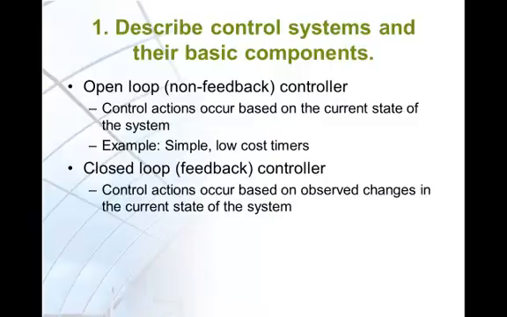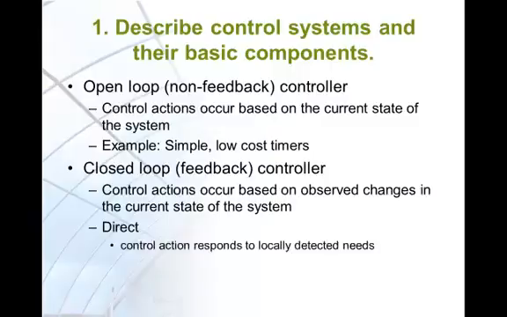2 types of closed-loop control systems exist. First, there is the direct controller. The direct controller responds to locally detected needs. For example, greenhouse temperature rises and a vent is opened.